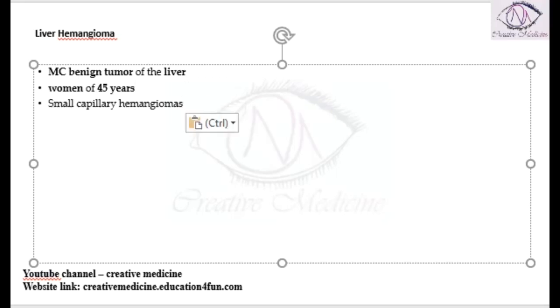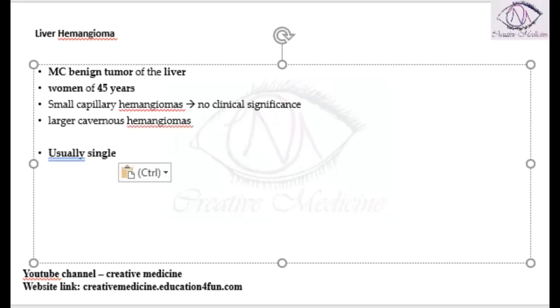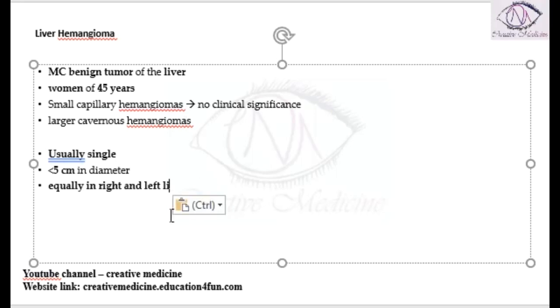We can have small capillary hemangiomas, and we have large cavernous hemangiomas. Small capillary hemangiomas have no clinical significance. These hemangiomas are usually single and less than 5 centimeters in diameter, and there is equal incidence of hemangioma in both the right and left lobes of the liver.